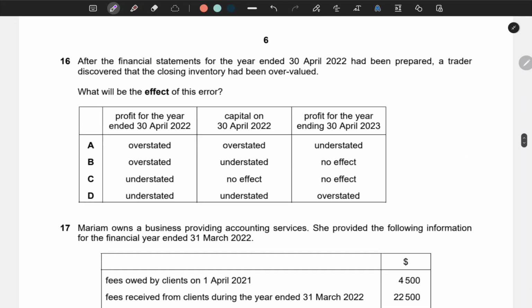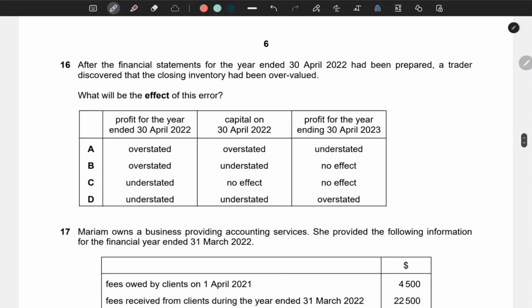Okay, next. After the financial statements for the year ended 30 April 2022 have been prepared, a trader discovered that the closing inventory had been overvalued. So what will be the effect of this error? The question is asking, the trader discovered the closing inventory had been overvalued on 30 April 2022.